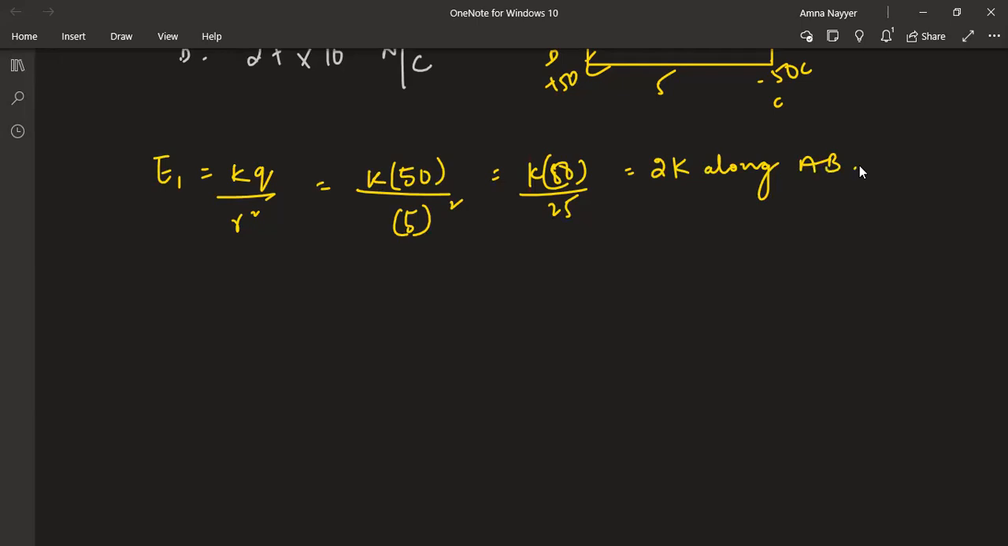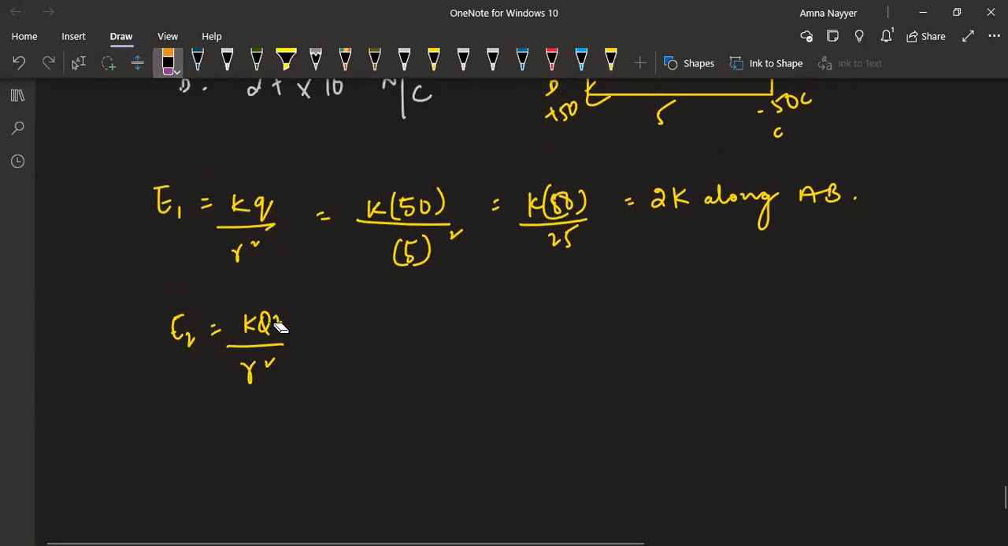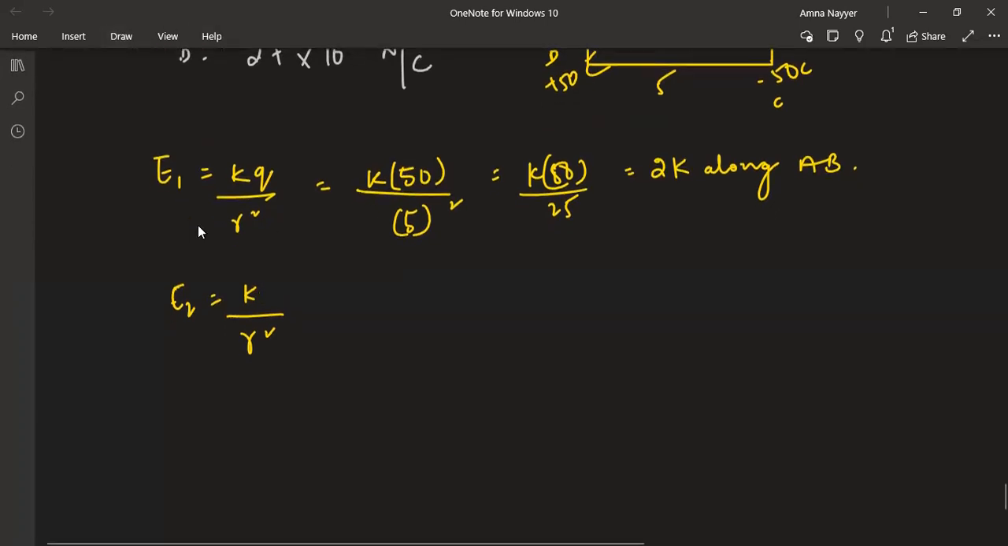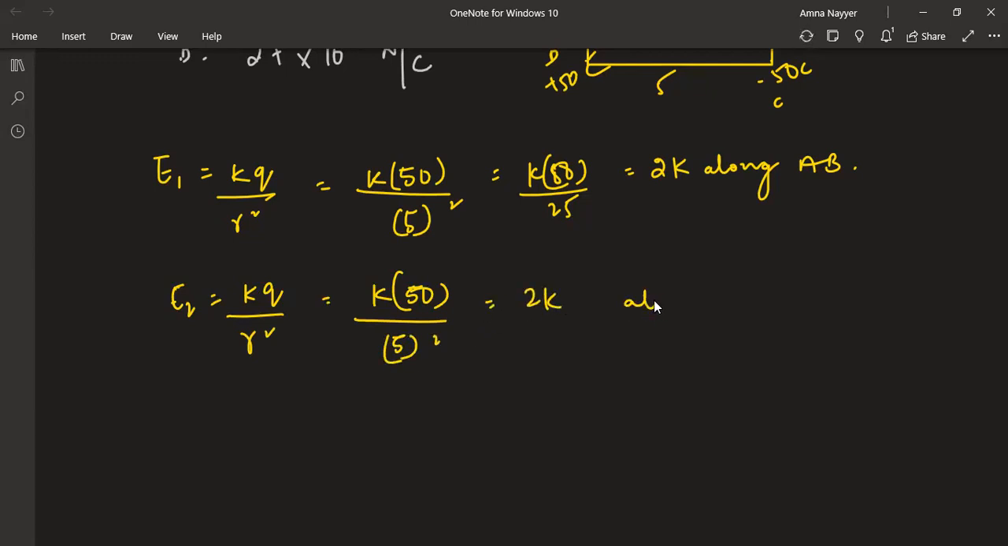Right? Now we are finding out for minus 50. Same thing it will come, I think. This is KQ by R square, sorry, not Q square. KQ by R square. So K again 50 by 5 square, that will be 2K. That will be along BC. Fine. Now electric field at B due to 50 coulomb, that is kept at D.